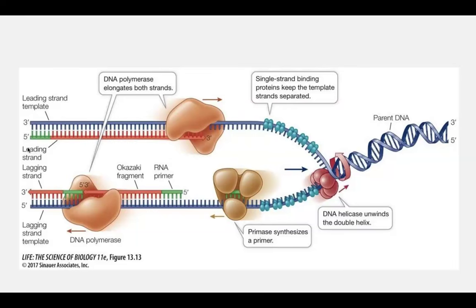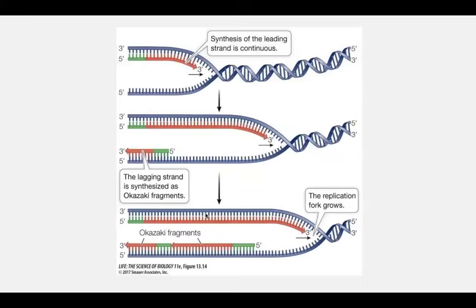So as we mentioned, in the leading strand template, DNA polymerase is able to elongate it perfectly fine. However, for the lagging strand, it's not able to elongate it very smoothly. So how does it elongate it? It elongates it through something known as Okazaki fragments. So as it says here, synthesis of the leading strand is continuous. However, the lagging strand is synthesized as Okazaki fragments.